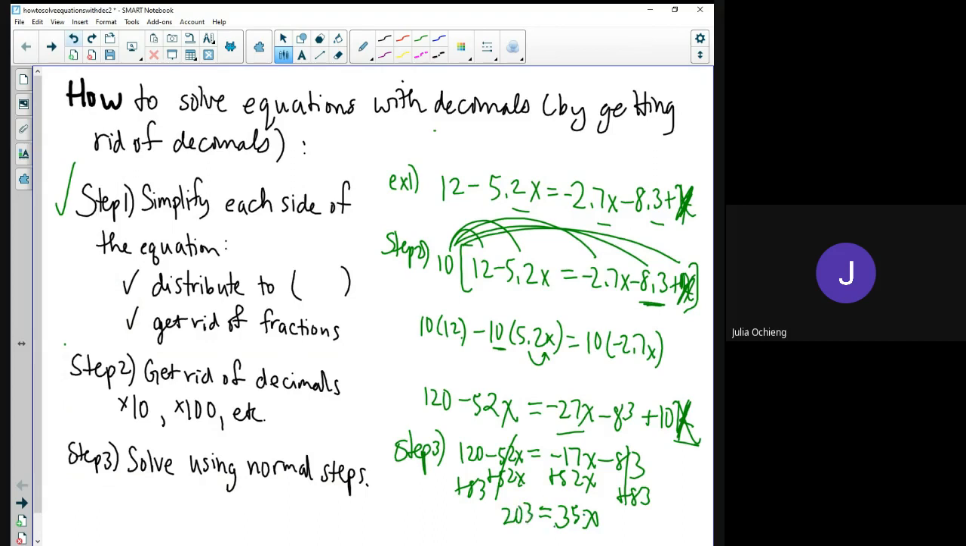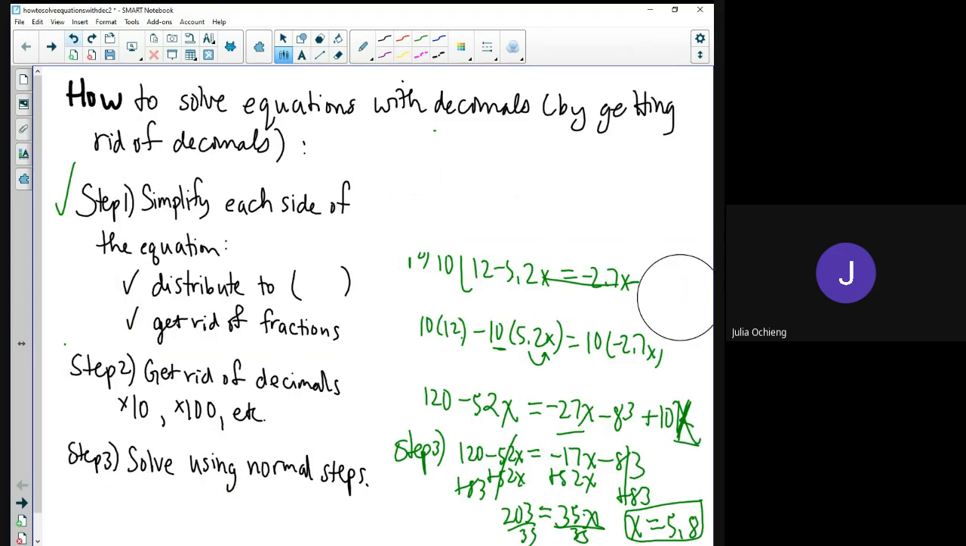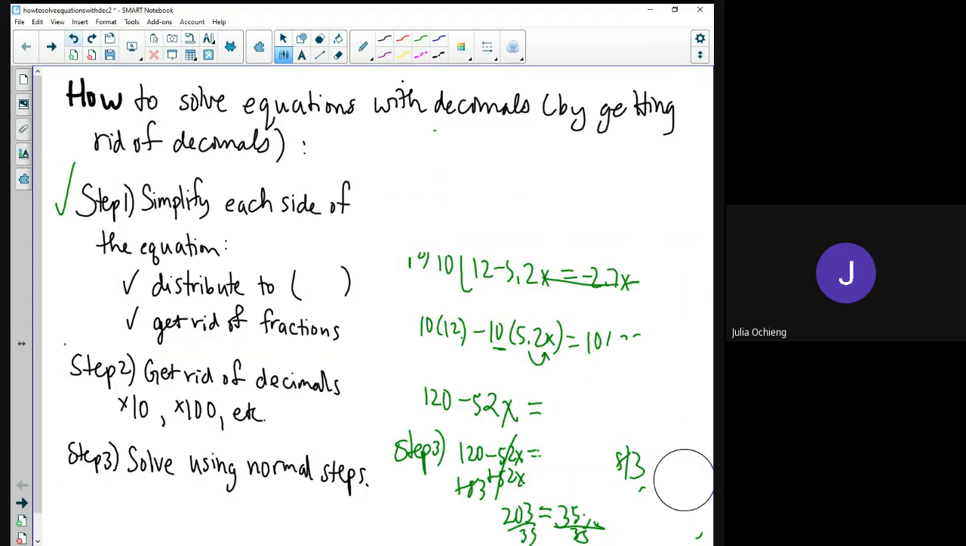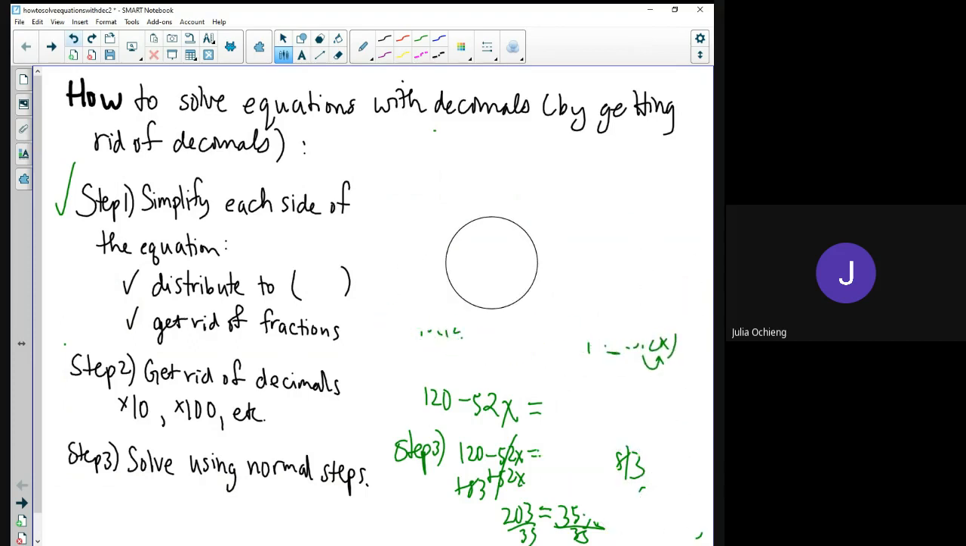To solve for x, you're going to divide both sides by 35. That's in my calculator. And I'm going to get 5.8. So x equals 5.8. Okay. All right. So hopefully if you need that, you're going to pause the video. Otherwise, I'm going to erase all of that. We can do a couple more examples.